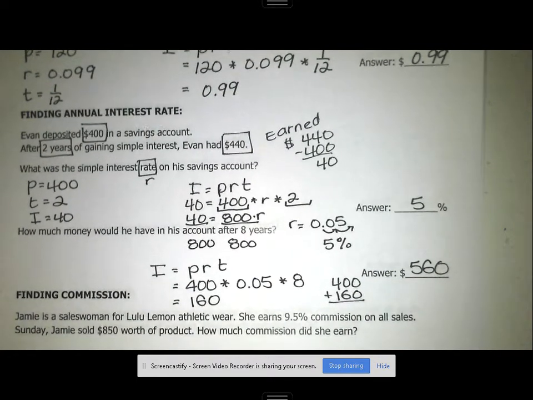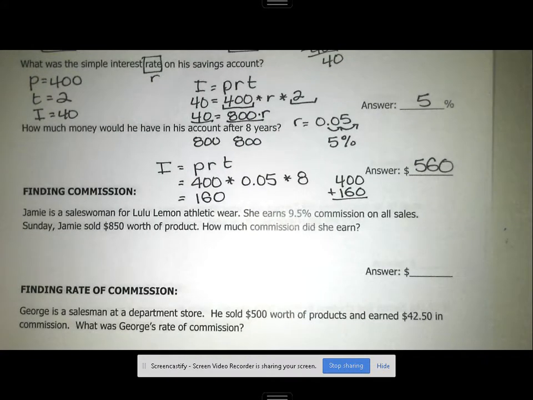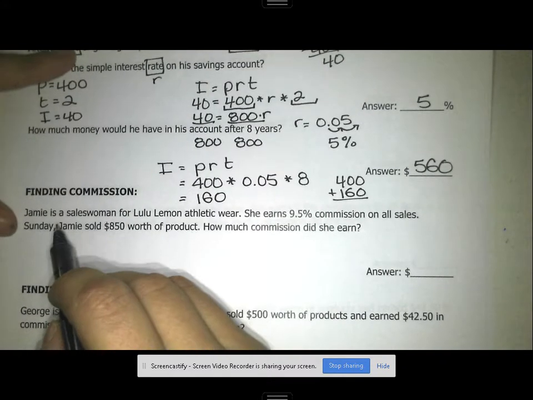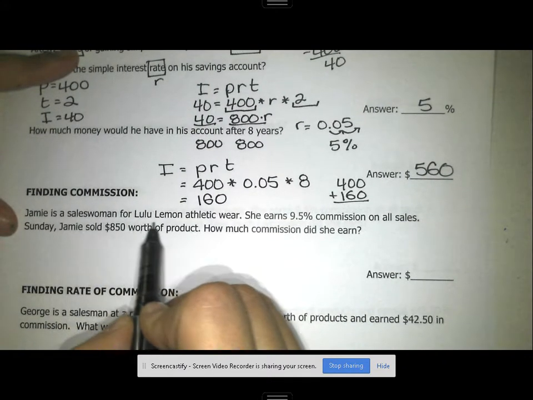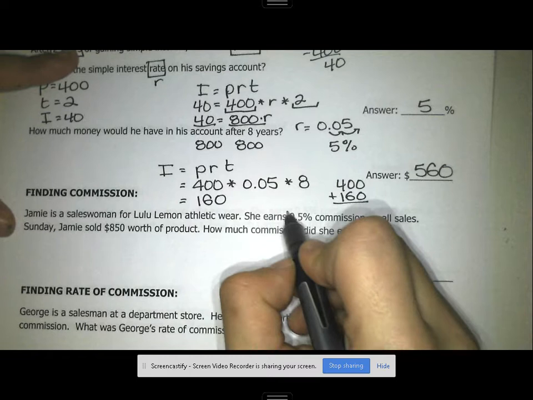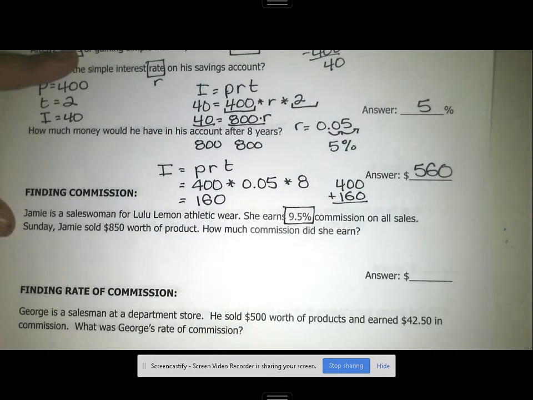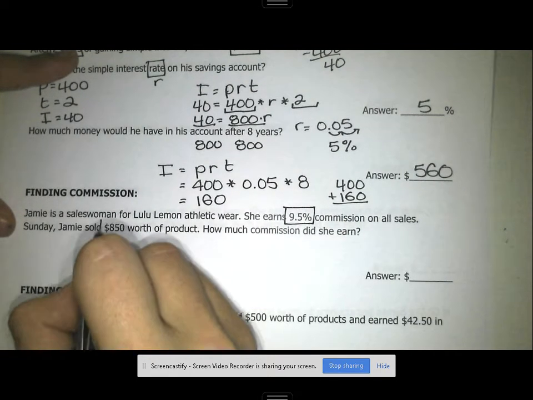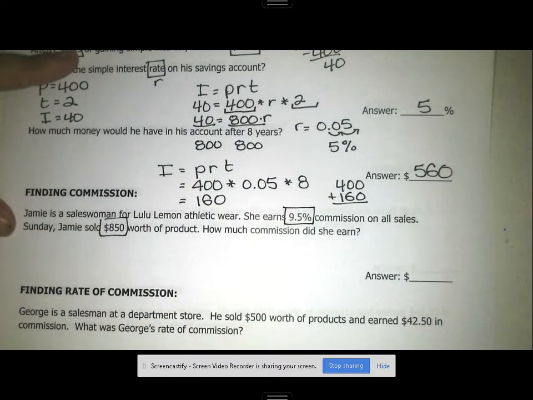All right, now let's find commission. Commission is the amount of money that you get to keep for selling an object. Sometimes employers offer commission, which means you get to keep a percent of the items that you sell. So in one instance, Jamie is a saleswoman for Lululemon athletic wear. She earns 9.5% commission on all sales. Sunday, Jamie sold $850 worth of products. How much commission will she earn?